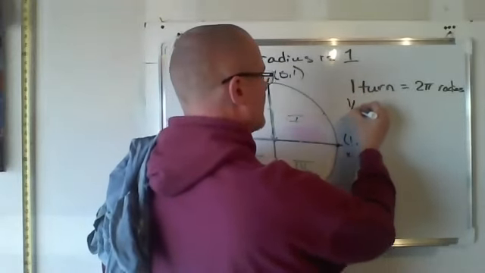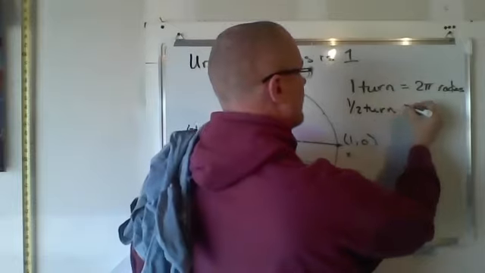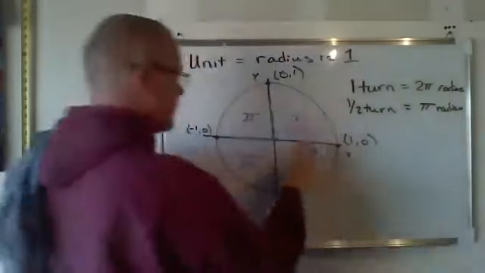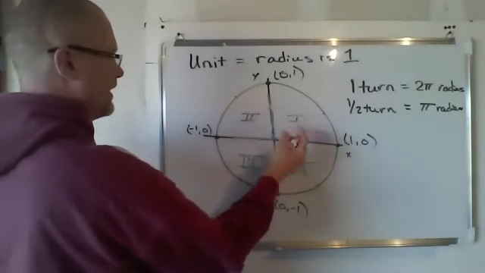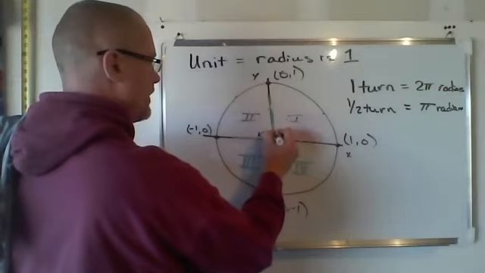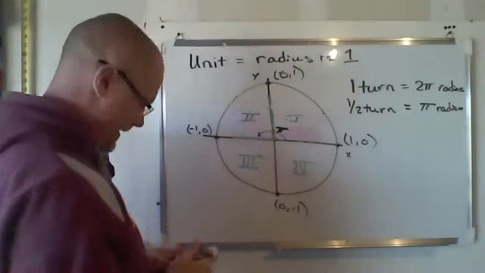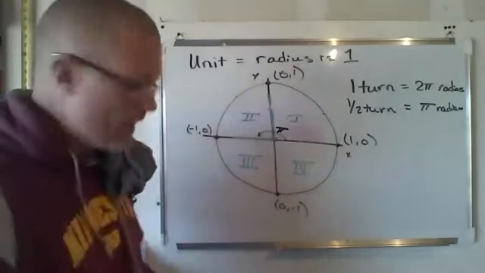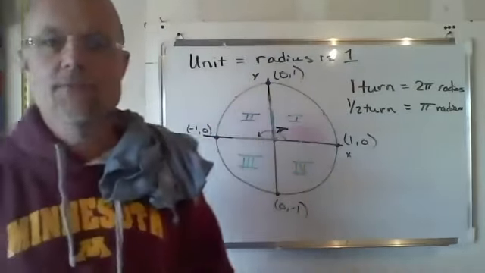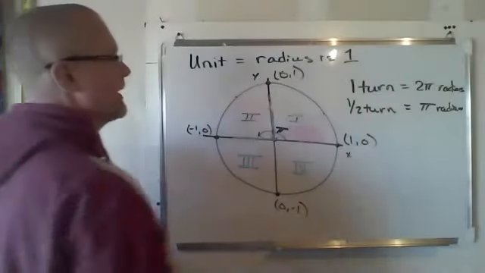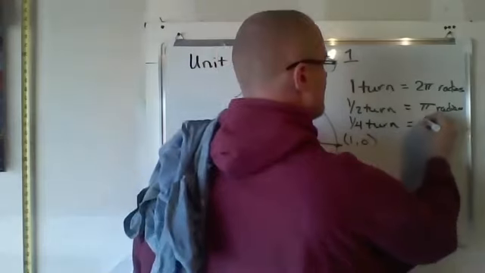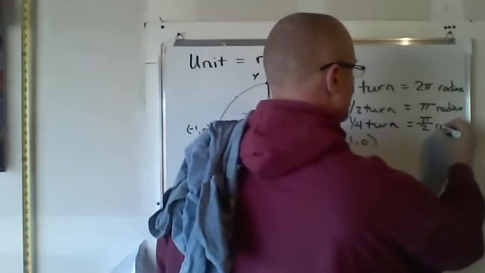What's a half turn? Well, that's just going to be pi radians. This right here would be pi radians, and all the way around is 2 pi. What if I wanted to get to this 90 spot, the boundary between quadrant 1 and quadrant 2? Well, that would be a quarter turn, which would be pi over 2 radians.